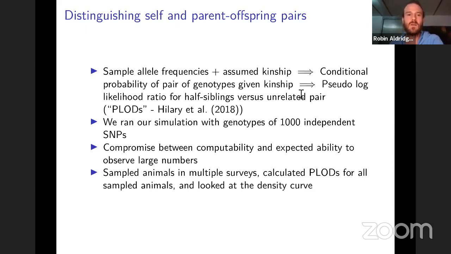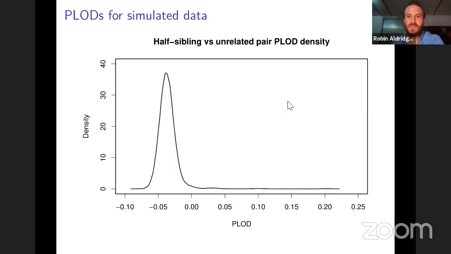And then you can find the pseudo-likelihood ratio for any two possible kinships. The plot I'm going to show you is for half siblings versus unrelated pairs. We ran our simulation with genotypes of 1,000 independent SNPs, which is a compromise between computability and our expected ability to observe large numbers of SNPs. We sampled animals in multiple surveys and calculated PLODs for all sampled animals and looked at the density. And so this is what it looks like.